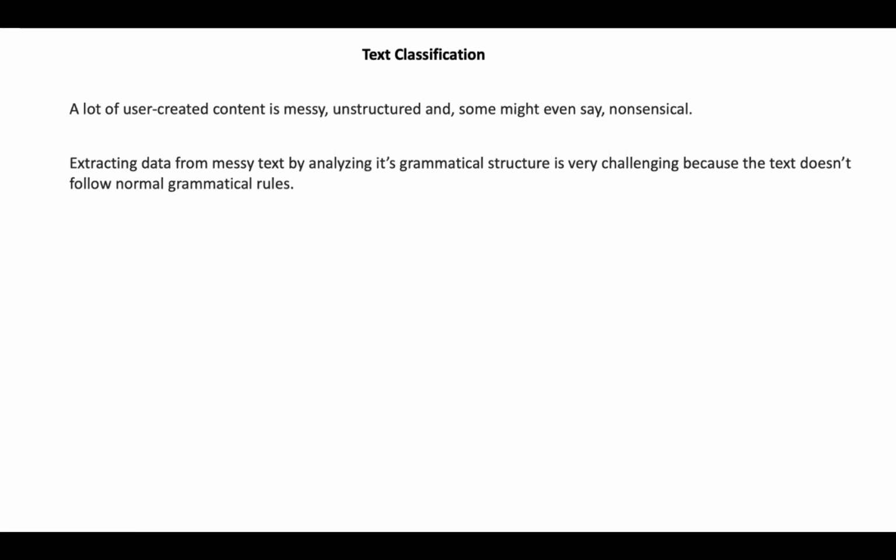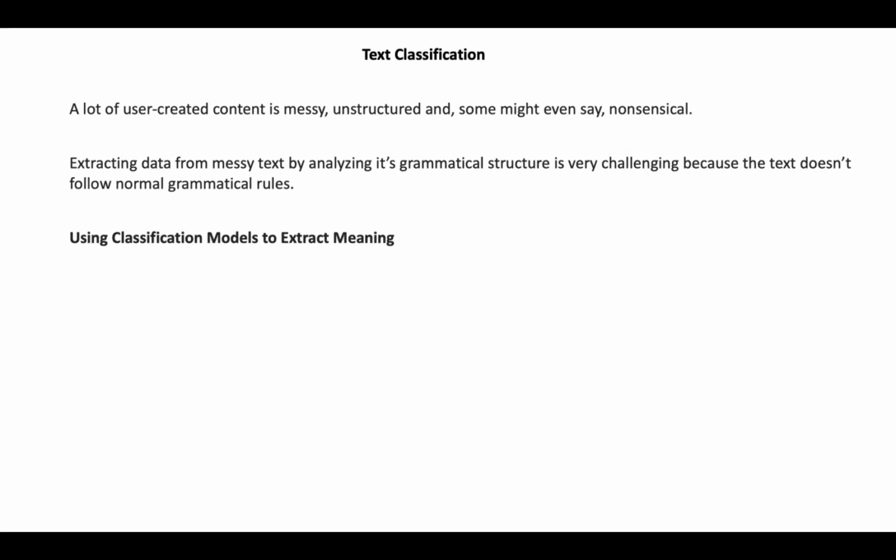Here we need to analyze the grammatical structure. That is a very difficult thing because text usually doesn't follow any grammatical rules. So we can get better results using models that work from the bottom up. Instead of just analyzing the sentence structure and grammar, we'll look for statistical patterns in words. So here we need to use classification models in order to extract the meaning from the sentence.